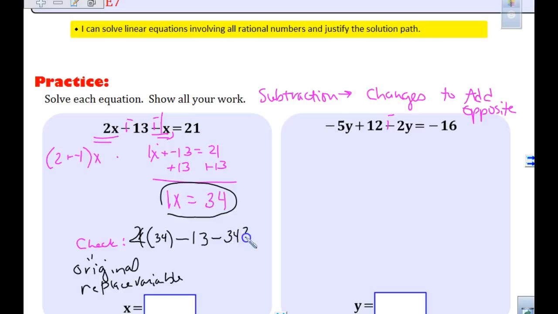We're going to put all of this in our calculator and see if it gives us 21. So 2 times 34 minus 13 minus 34. Does it give us the correct solution of 21? Yes, so we're done, and this was our answer. This is our check to show that it worked because 21 is equal to 21, okay?